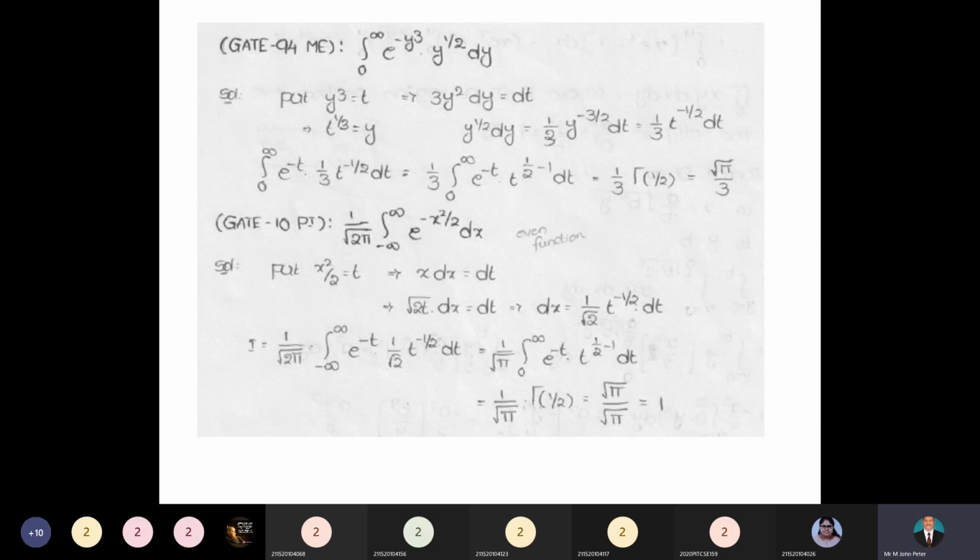Otherwise, by substitution, a lengthy procedure will result. Remember it, and directly you will get the value. And gamma 1 by 2 equal to root pi. Okay, gamma, if it is an integer, that is equal to n minus 1 factorial. If we get gamma 2, that is equal to n minus 1 factorial, so that is 1 factorial.